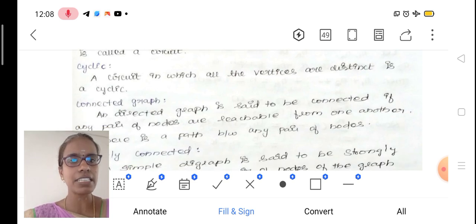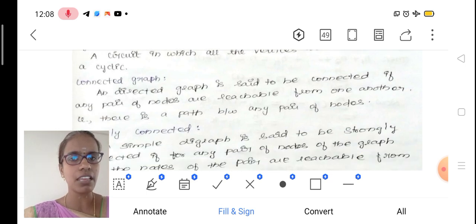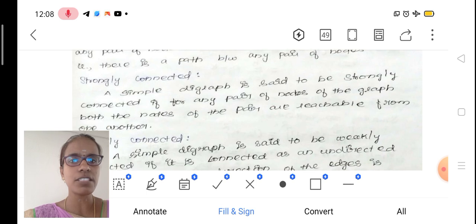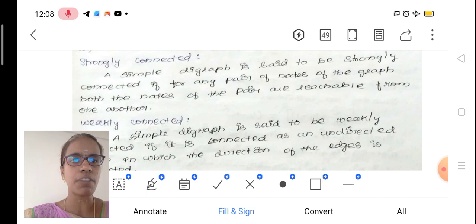Connected graph: a directed graph is said to be connected if any pair of nodes are reachable from one another. There is a path between any pair of nodes. Strongly connected: a simple digraph is said to be strongly connected if for any pair of nodes of the graph, both the nodes of the pair are reachable from one another.